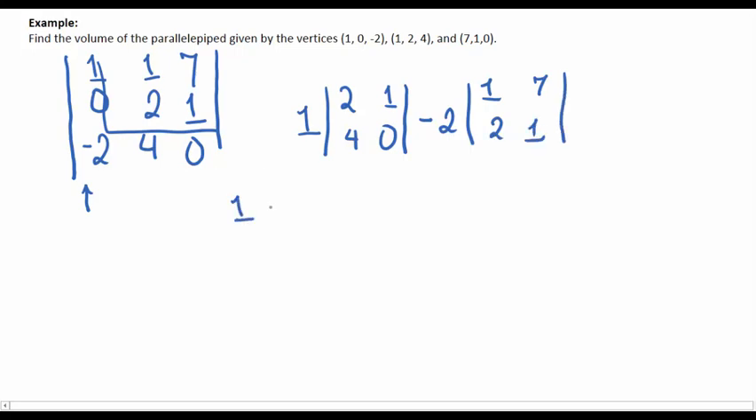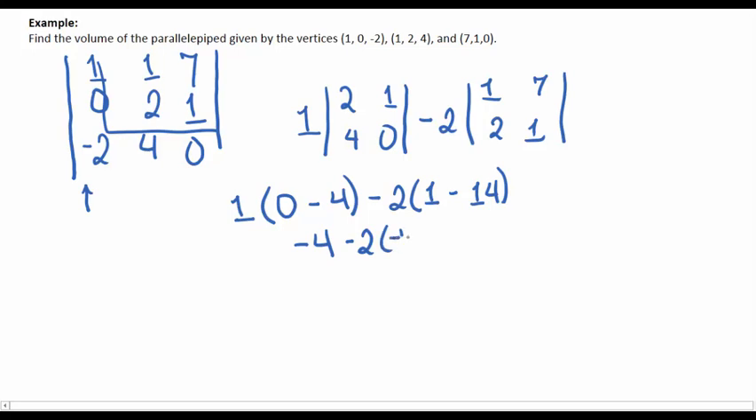So this gives me 2 times 0, which is 0, minus 4 times 1. 1 times 1 minus 7 times 2. So -4 minus 2 times -13. -4 plus 26. So the volume here is 22. And it's important to note that the volume here is 22.